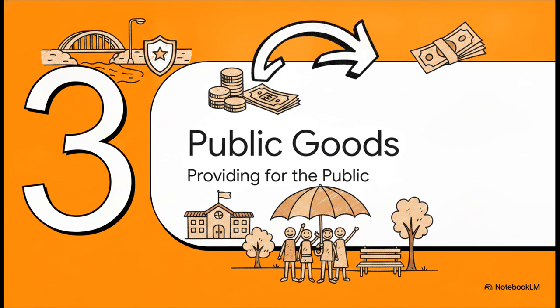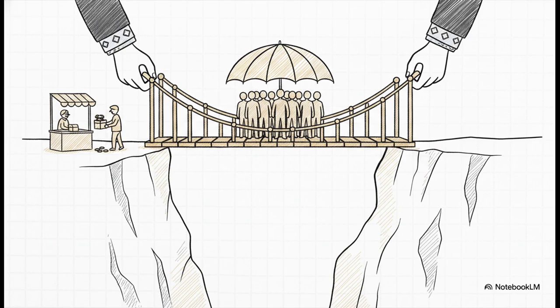Section 3. Providing for the public. With the balance sheet organized, we arrive at the allocation function. Why exactly does the government need to spend all this money? Well, the simple truth of a mixed economy is that the government provides certain goods and services that cannot be provided by the market mechanism alone.